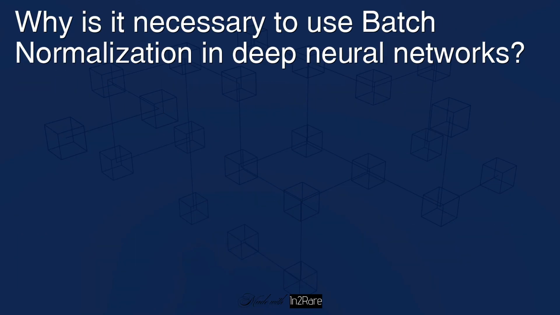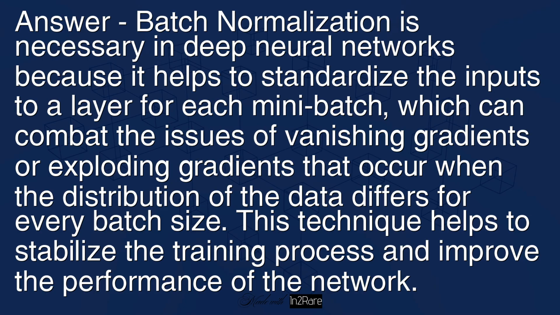Why is it necessary to use batch normalization in deep neural networks? Answer: batch normalization is necessary in deep neural networks because it helps to standardize the inputs to a layer for each mini-batch, which can combat the issues of vanishing gradients or exploding gradients that occur when the distribution of the data differs for every batch size. This technique helps to stabilize the training process and improve the performance of the network.